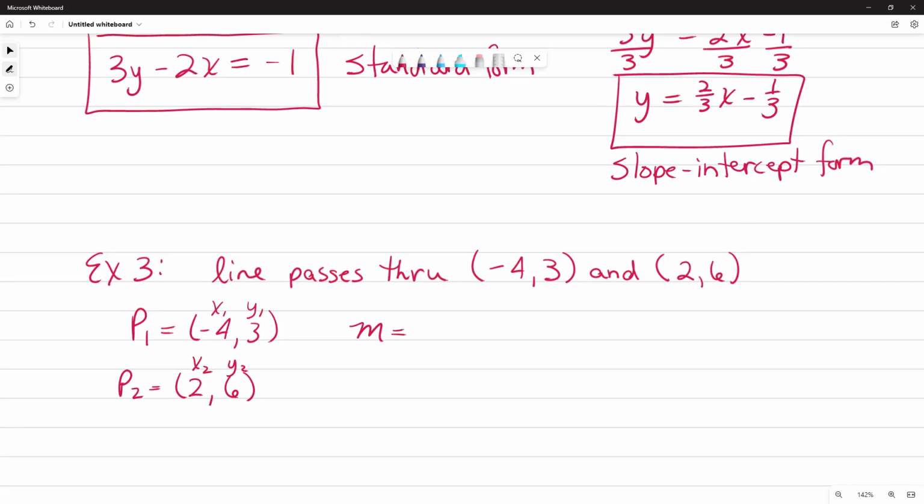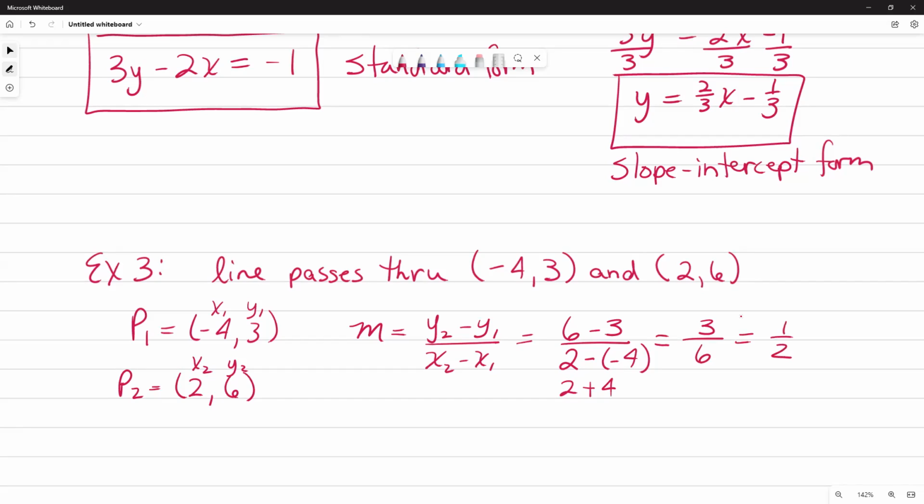My slope is rise over run, which is y2 minus y1 over x2 minus x1. Y2 is 6 minus y1, which is 3. X2 is 2 minus x1, which is -4. So I have 6 minus 3, which is 3. And then I have 2 plus 4, right? Because subtracting a negative is addition. And 3 over 6 simplifies to 1/2. So now I have my slope.